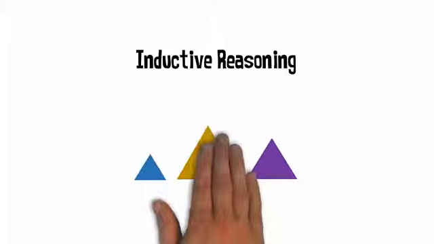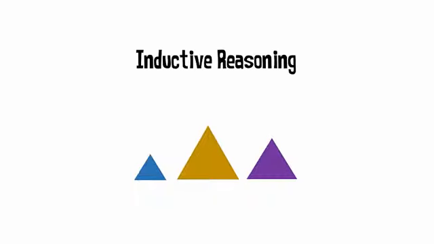Inductive reasoning is the process of reaching a general conclusion based on specific instances or examples. Inductive reasoning is based on past experiences or experimentation. For example, I can look at many triangles and see that they all appear to have three sides of equal length, and therefore conclude that all triangles have three sides of equal length.